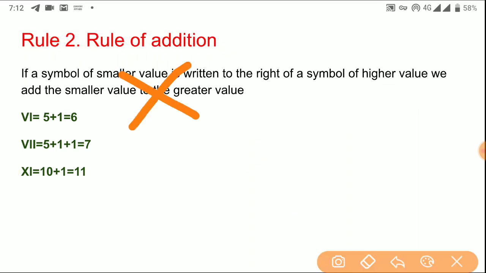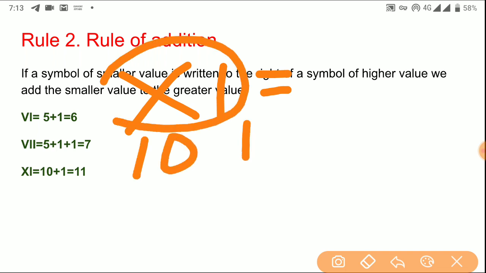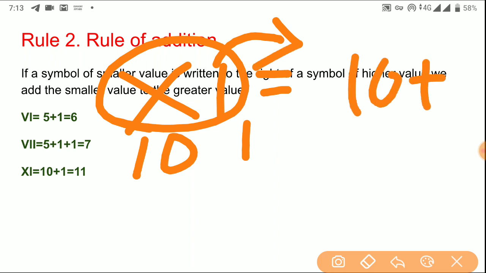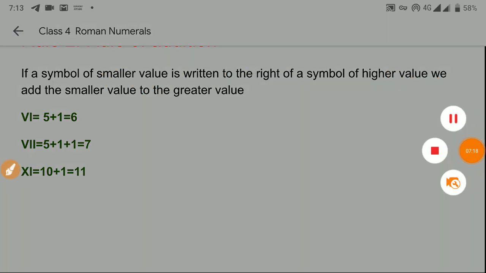Let me take one more example. If a greater value is given and just on the right side of the greater value a smaller value is written, then for finding that symbol's total, simply add the values. This is the rule of addition. I hope rule number 1 and rule 2 for writing the Roman numbers are clear to everybody.